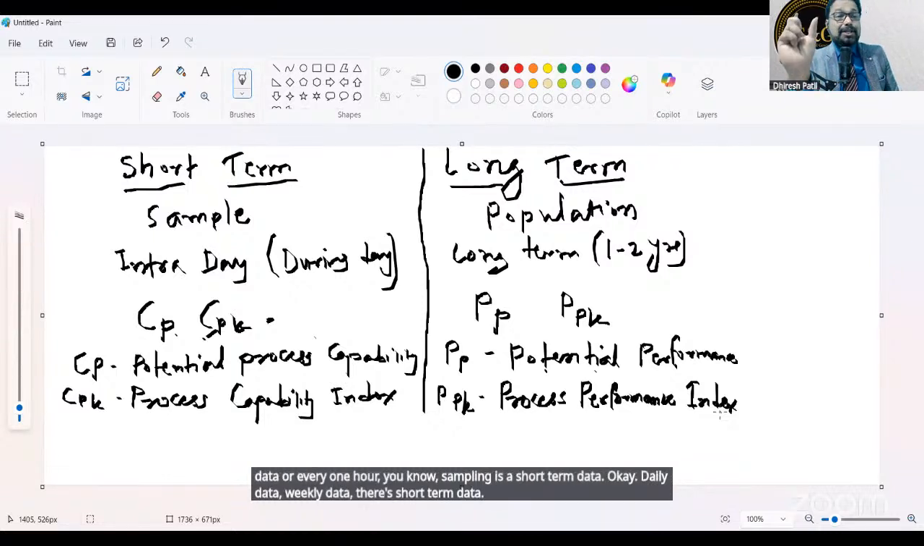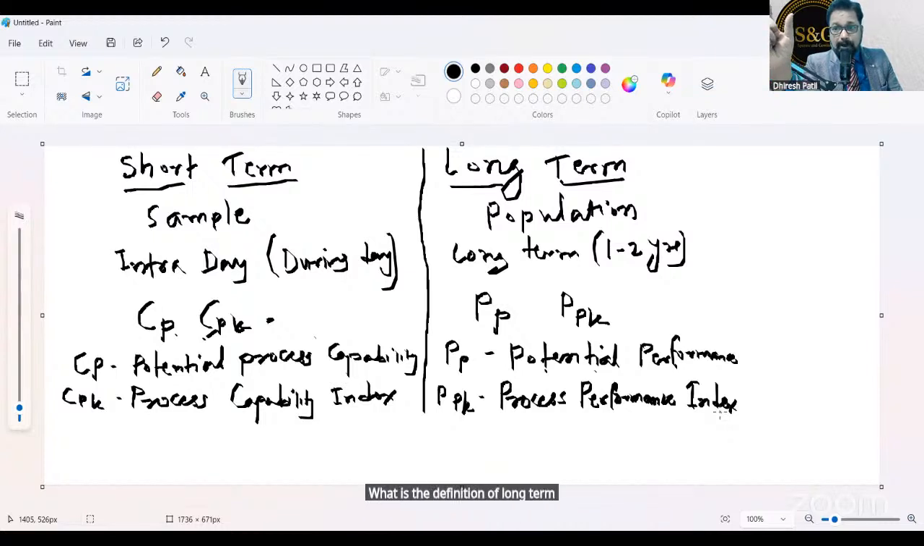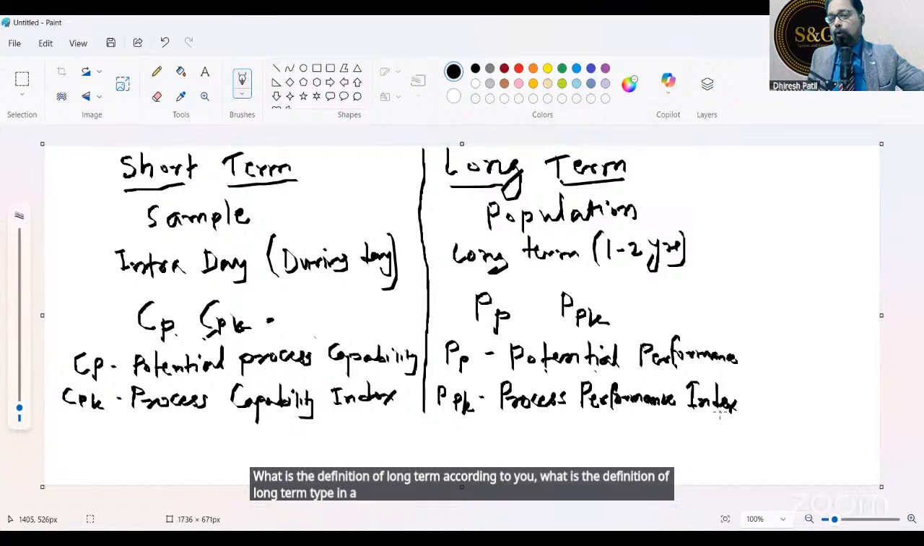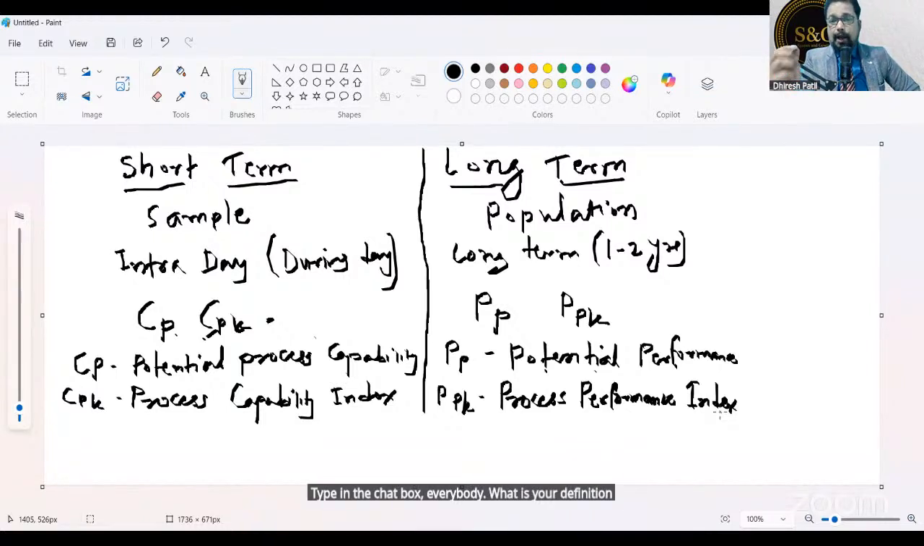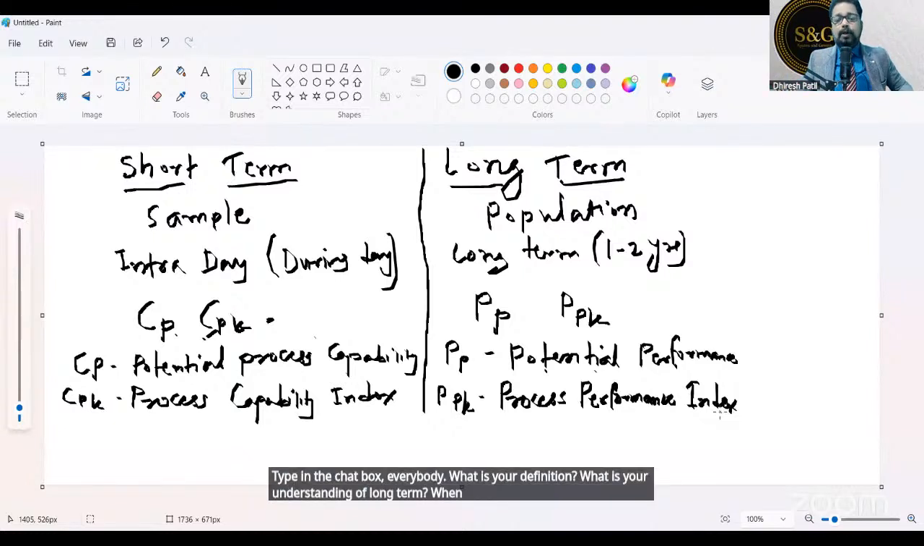What is the definition of long term? According to you, what is the definition of long term? Type in the chat box. Everybody, let me know. What is your definition? What is your understanding of long term? When I say long term, what comes in your mind?